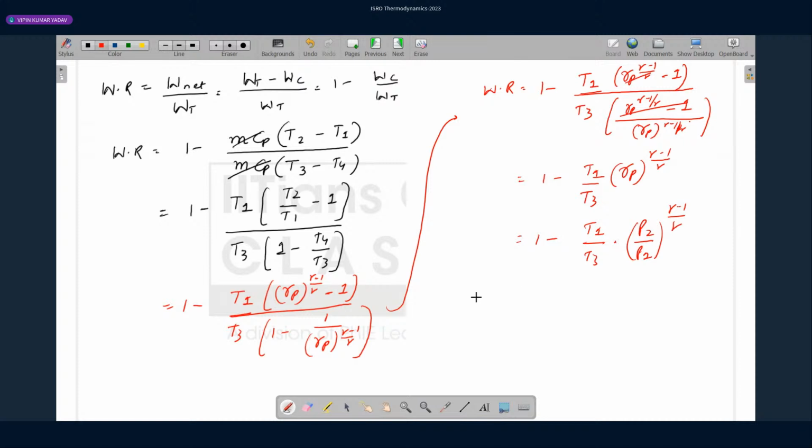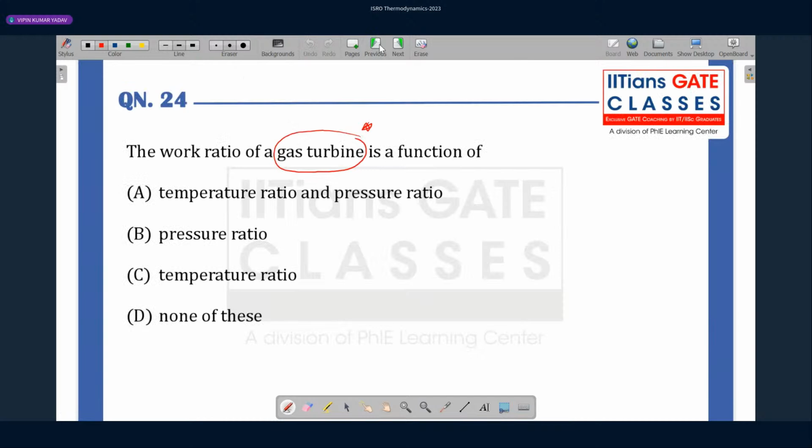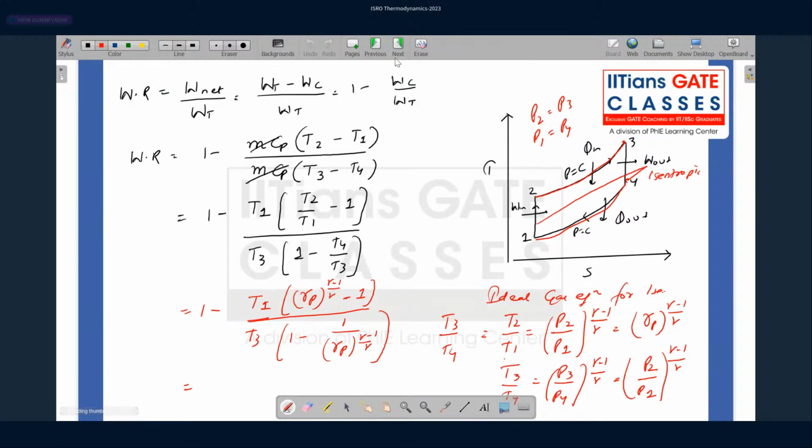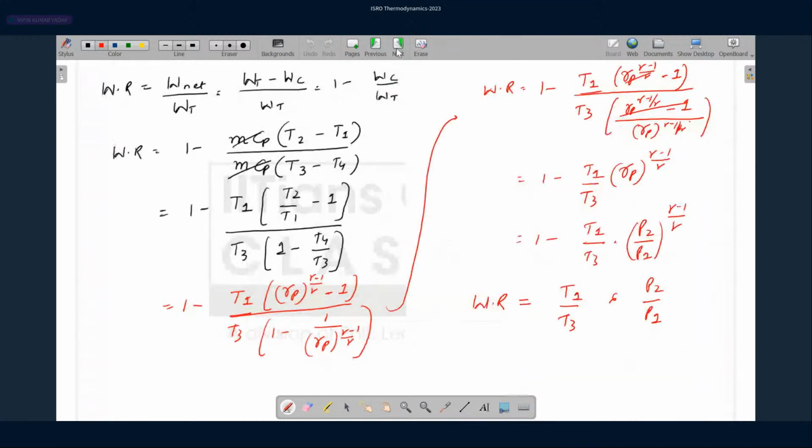So basically you can see work ratio is a function of, or proportional to, temperature ratio and pressure ratio as well, P2 by P1. So it is a function of both temperature ratio and pressure ratio, not just one of them, both of them. Okay. So I hope it is clear. Is it clear?